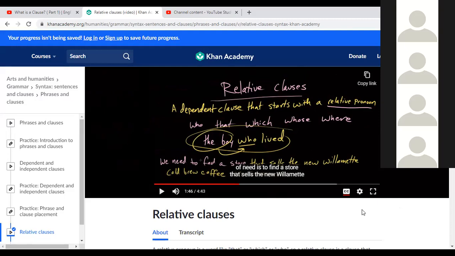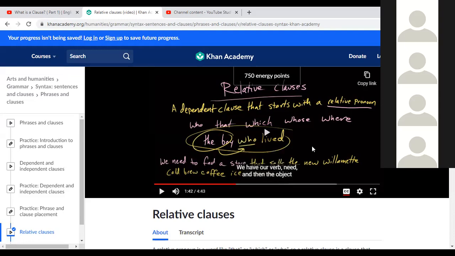That's it. Great job. That sold the new Walmart Cold Brew Coffee. Coffee, yeah. With what? Coffee with ice. Okay. So this is the second sentence that has a relative clause. This is a full sentence. We need to find a store. And which store? I'm going to ask you. You're going to say that sells the new Walmart Cold Brew Coffee Ice. Okay?